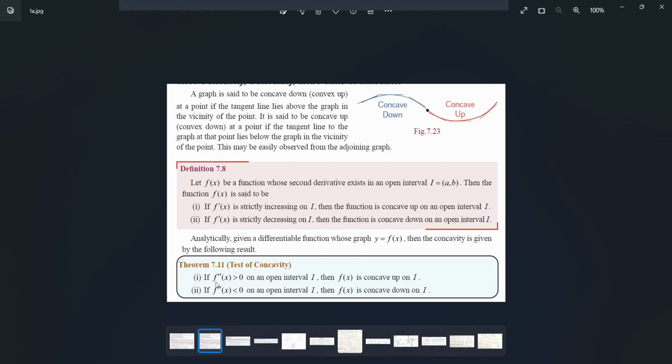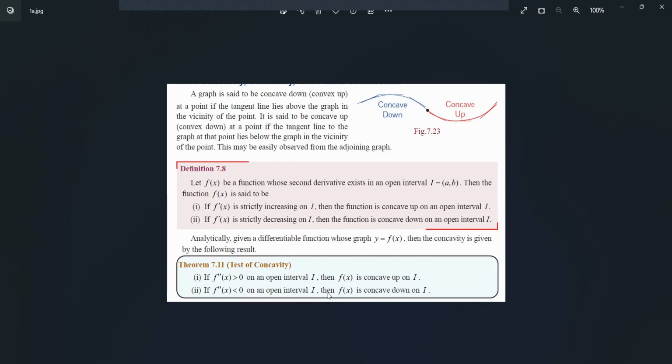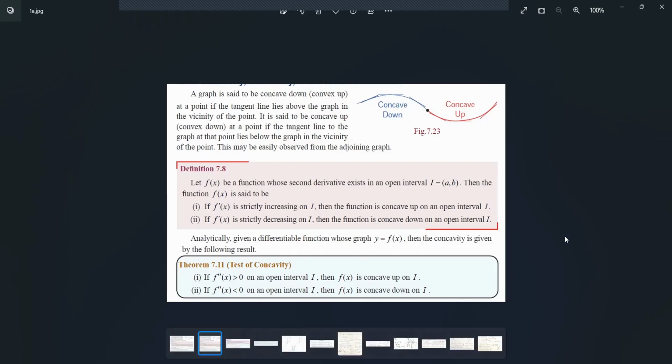Another test of concavity is that if f double dash of x is greater than 0 in an open interval I, then f of x is concave up on I. So if f double dash x is greater than 0, like shown here, then it is concave up. If f double dash x is less than 0 on an open interval I, then f of x is concave down. So we will be using this in the problems here.